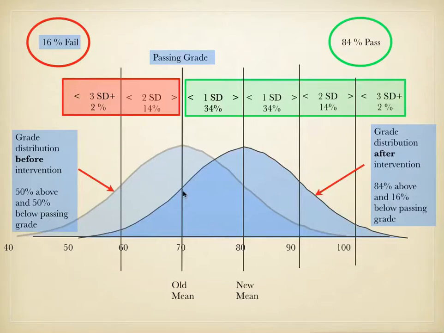So saying that scores improve by 1 standard deviation is a way of saying that this is a powerful intervention, where 84% of the students are now above the old mean score. You move from 50% above the mean to 84% above the mean.